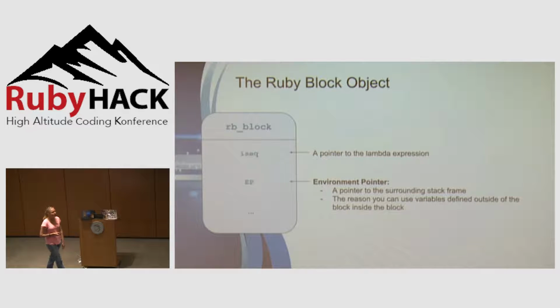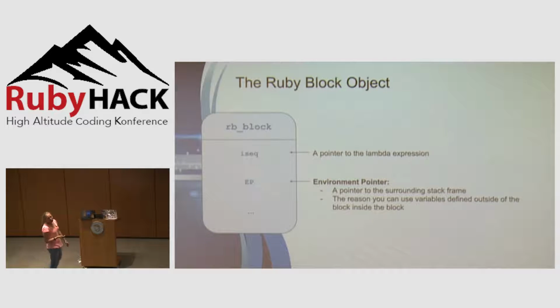Then it has an environment pointer property as well. And this is a pointer to the surrounding stack frame of the block. In other words, it's going to point to where all the local variables of the currently executing method inside which you're creating the block is located. And it's this environment pointer that is the reason that you can use variables defined outside the scope of your block inside your block. And I'll show you how that works in a minute.